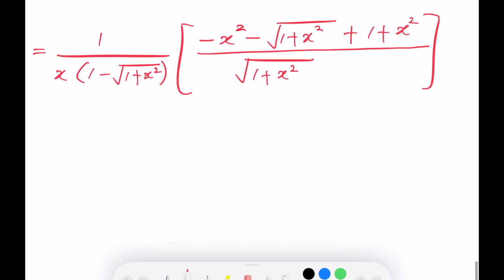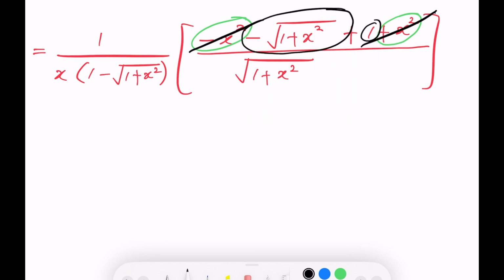Now we can do some nice simplifications. You can see from that numerator that this is a negative x squared term, this is a positive x squared term. Those two will be added, they are like terms, and they will become 0. Do not forget there's this 1 right here, and this term is a negative square root 1 plus x squared. So let me write down those remaining terms. This is now equal to, on the numerator I will have 1 minus square root 1 plus x squared.